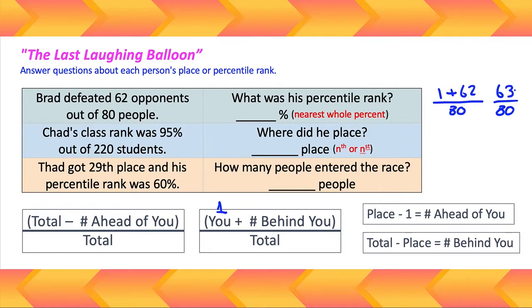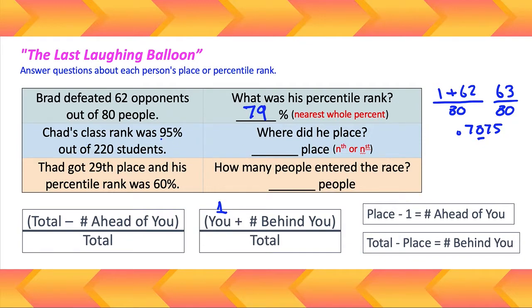63 divided by 80, to the nearest whole percent, I get 0.7875. So this 7 is going to round you to a 9. So he is the 79th percentile. Okay, cool. Let's talk about Chad.